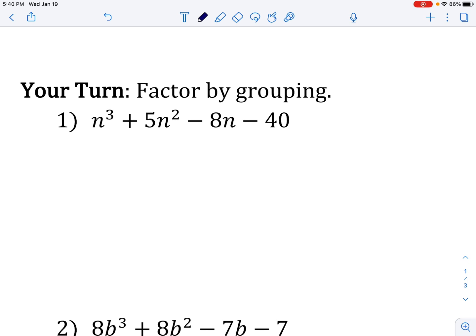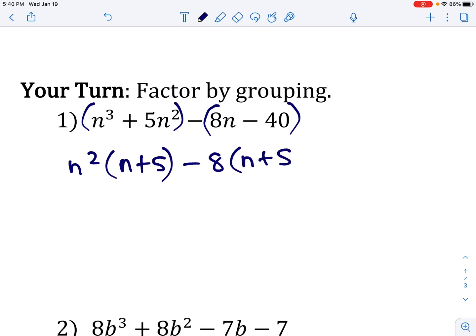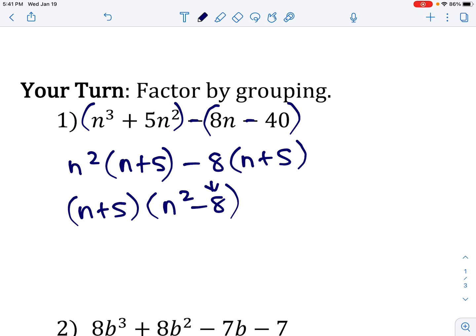All right, so looking for the greatest common factor, you should have taken out n squared, and you're left with n plus 5, minus, you should have taken out 8, and you're left with n plus 5, because remember this negative and negative, if we take a negative 8 out, we're going to have a positive 5. So then n plus 5 is our common factor, n squared minus 8. N squared minus 8 is not the difference of two squares because 8 is not a perfect square, so there's nothing else we can do with that. So this is just your answer.